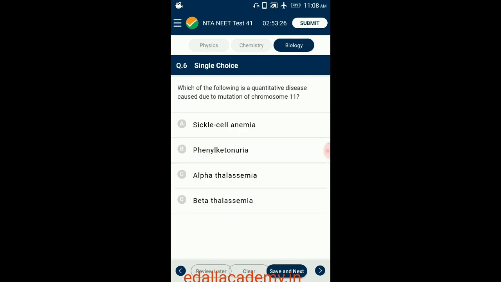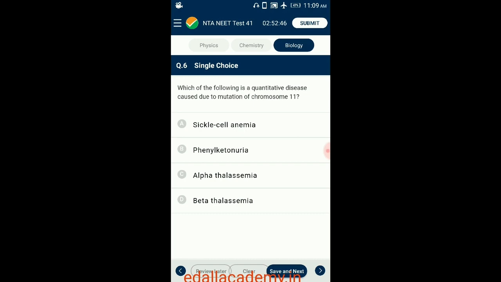Question number 6. Which of the following is a quantitative disease caused due to mutation of chromosome 11? Thalassemia. This is also an autosome linked recessive blood disease transmitted from parent to the offspring when both the parents are unaffected carriers for the gene.